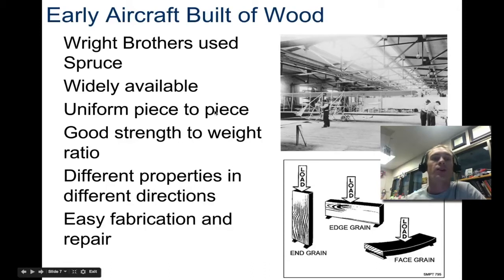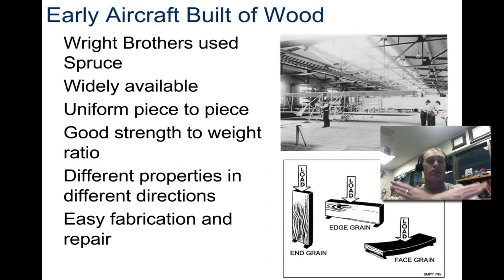So some early aircraft, now we're going to start looking at materials, were just built out of wood, and they used spruce. It was widely available. It was relatively uniform from piece to piece, so you didn't have drastic changes in density from one wing to the next, which some of us saw with our balsa gliders. As the density of the wood changed, one side of the aircraft was a little bit heavier.